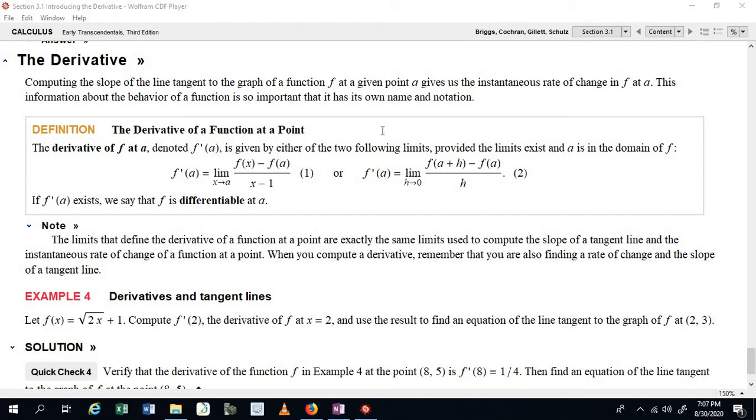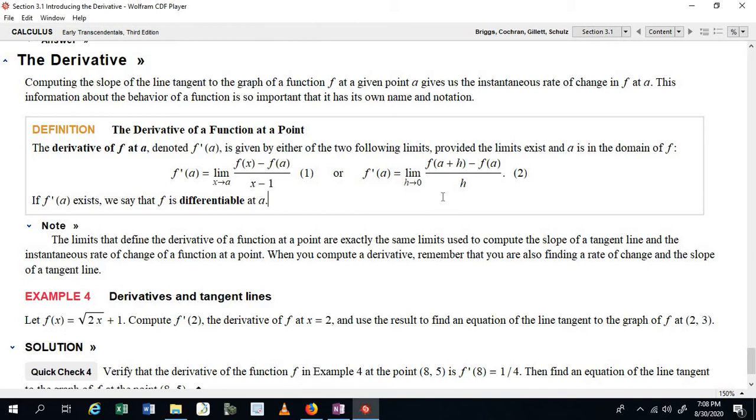And it's equal to either of the following two limits, provided that they exist, and a is in the domain of f. One way you can write the derivative of f evaluated at a is the limit of f of x minus f of a divided by x minus a as x approaches a. And this is a typo in the book. This should be x minus a, not x minus 1.